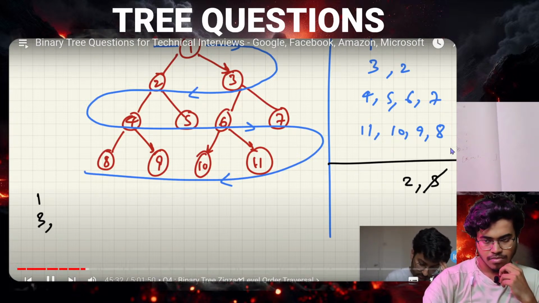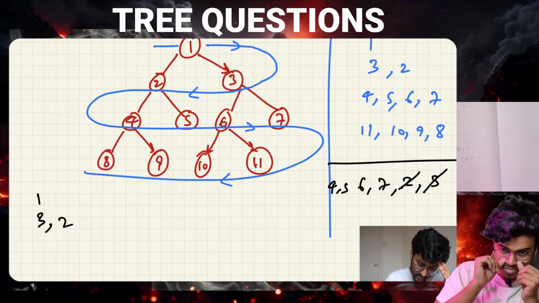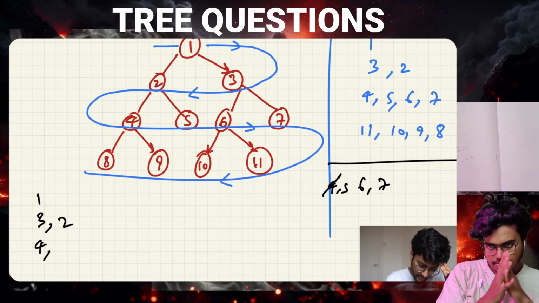I will add 6 and 7 here, then 2 will be printed, and I will add 4 and 5 here. Now I'm in the regular order again, so I will remove 4 normally, 4 printed, I will add 8 and 9.